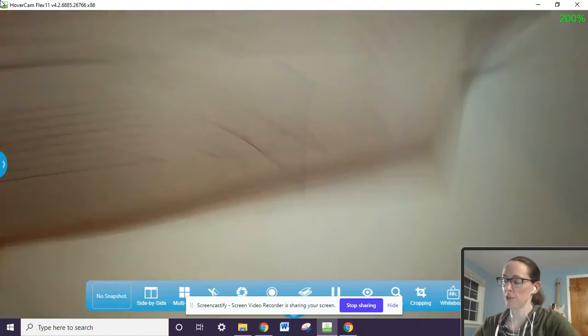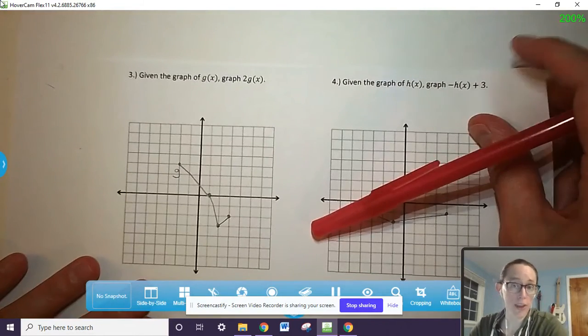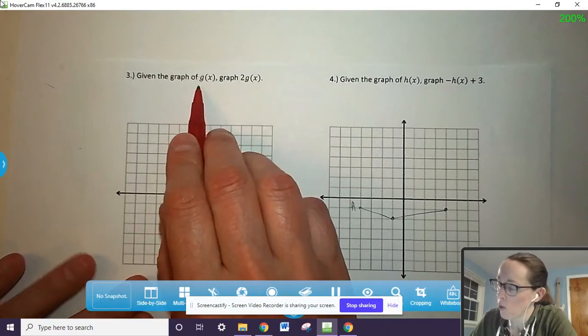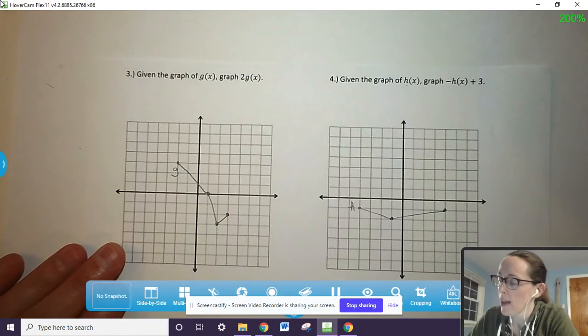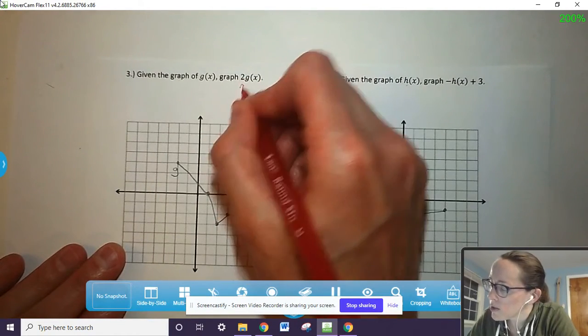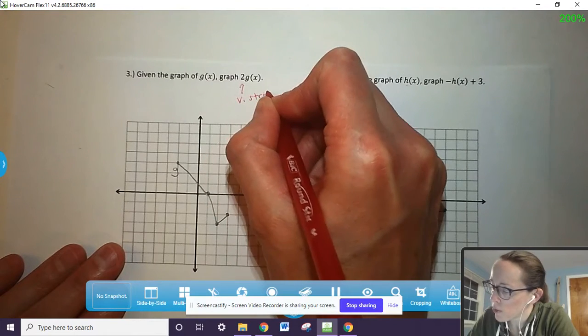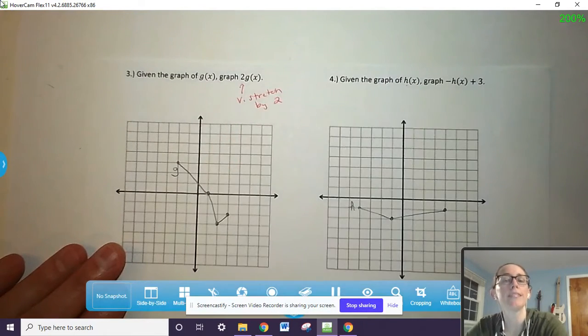I have two more of these for us to try. They're not always called F. They can be called G or H, like over here. And this one here is going to be a vertical stretch by 2. So that's going to make our graph steeper.